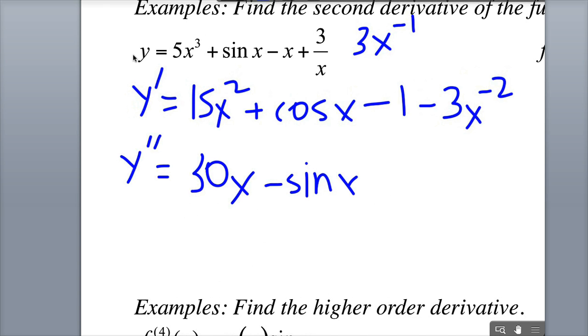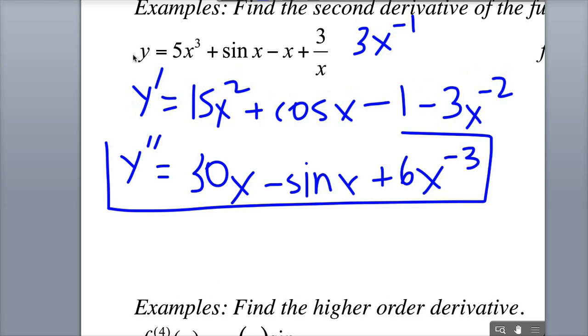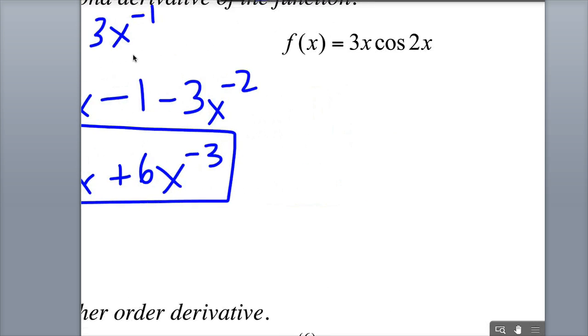Minus 1, the derivative of -1 is just 0. And then I have this minus 3x to the -2 power. That becomes plus 6x to the -3. So that is the second derivative of the function that they gave us. If you're comfortable taking the derivative, the second derivative is just doing the exact same thing one more time.